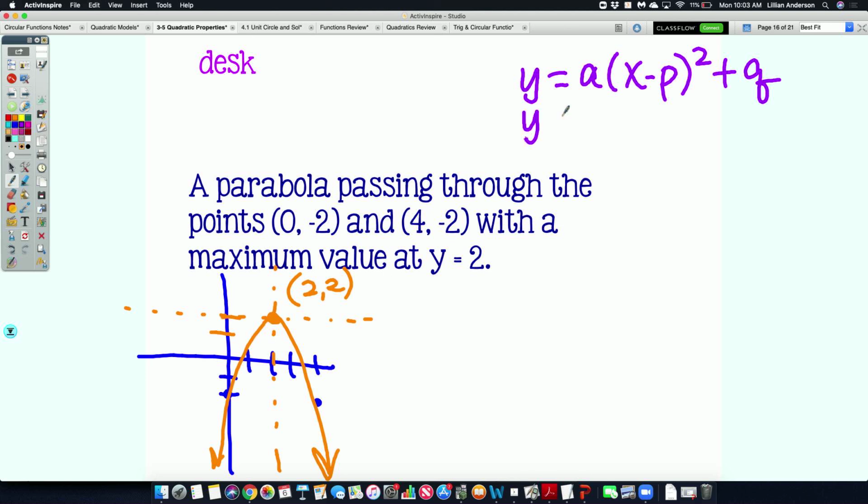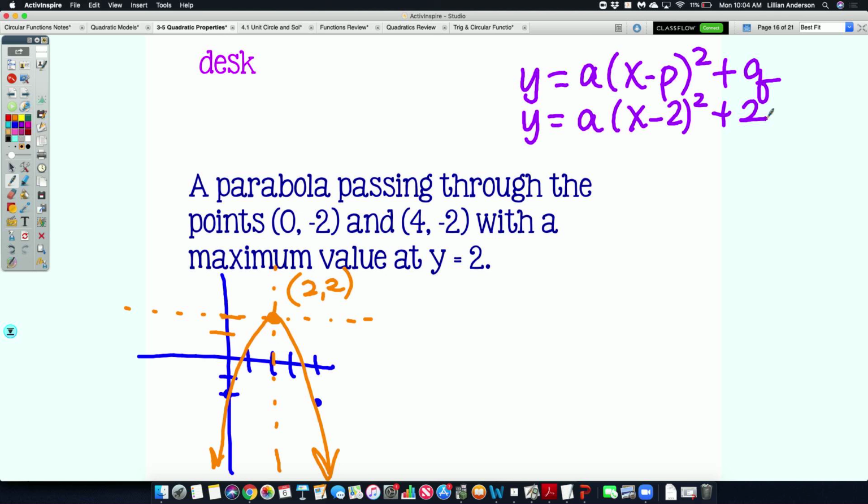So I have y equals a(x minus, what's the x-coordinate of the vertex? 2) squared plus, what's q? 2. So q is always y. Q is always the y-coordinate of your vertex when it's in vertex form.